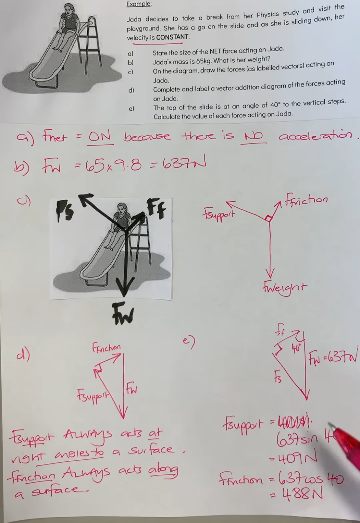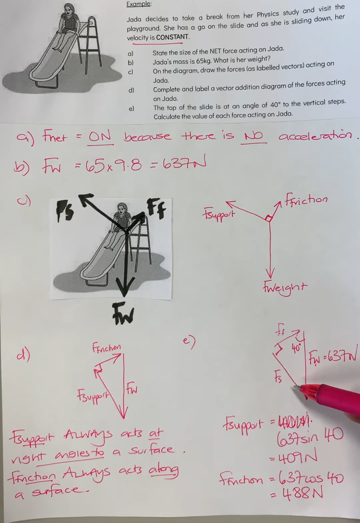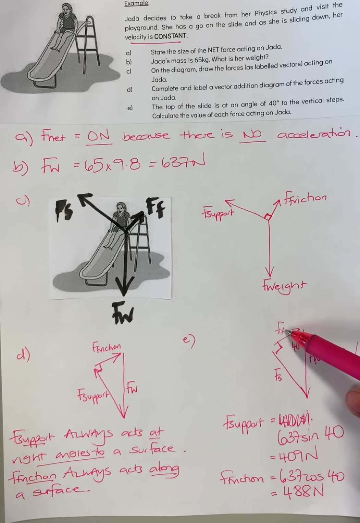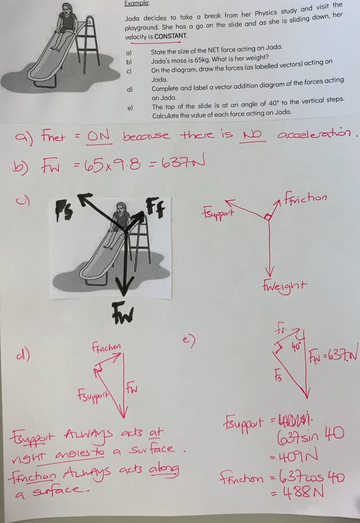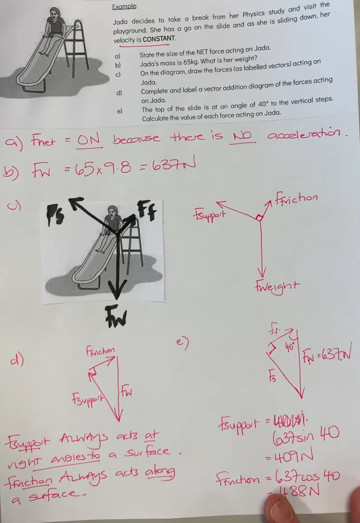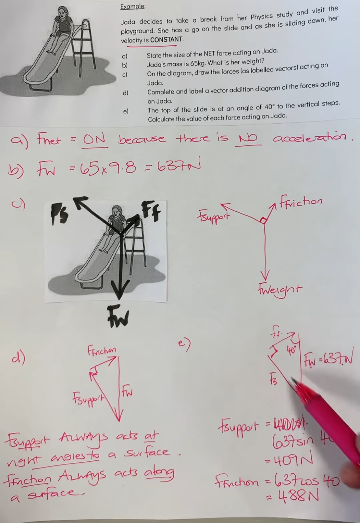Okay, remembering that the resultant force is 0 because the square of the support force plus the square of the friction force equals the square of the weight force. That's Pythagoras' theorem there. Okay, so a slightly different look of a right angled triangle, but exactly the same idea. Please come and see me if you need some extra explanation with that.